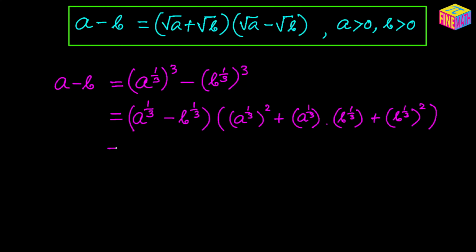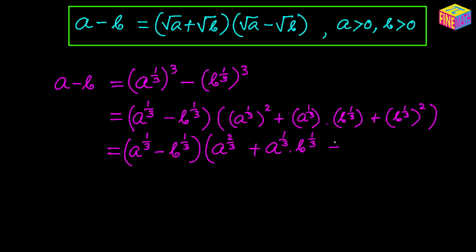If we simplify a little bit, let's see how that looks. This is going to look like a to the power 1/3 minus b to the power 1/3 times, within the second big parenthesis, the first term a to the power 2/3, plus a to the power 1/3 times b to the power 1/3, and then plus the last term, b to the power 2/3. And that is actually the factored form.